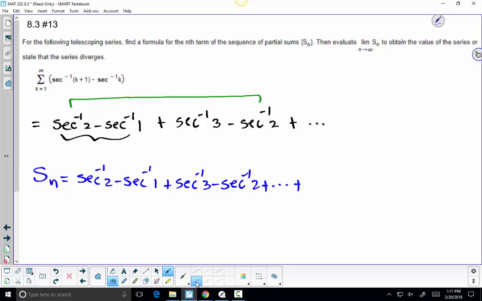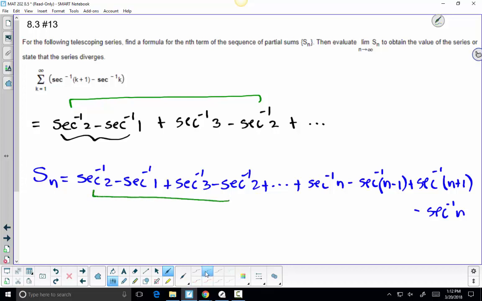Let's plug in n minus 1 to get the term before the last term for this partial sum. So if we plug in n minus 1, we're going to get inverse secant of n minus inverse secant of n minus 1. And then the last term, when we plug in n, we're going to get inverse secant of n plus 1 minus inverse secant of n. So are there any questions on how we generated those last two terms over there? Is that okay? Plug in n minus 1 for the k value, and then plug in n for the k value. So that gives us these final two pairs here. That one I've kind of had to write together.